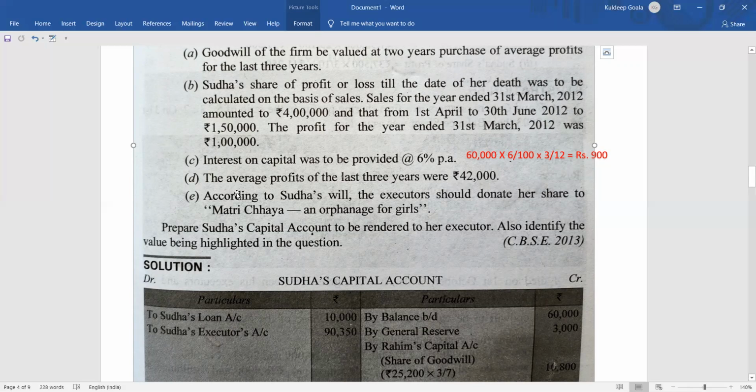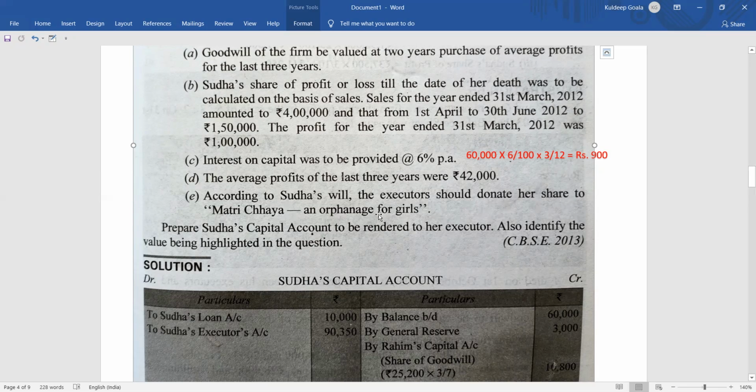Now the next one, according to Sudha's will. A will is the document in which the particular partner has written the details about her property, who is going to get it and how it will be given. According to Sudha's will, the executor should donate her share to Matri Chhaya, an orphanage for girls. That means whatever the share of Sudha will be, that will be given to an orphanage. The payment will be taken as normal, nothing to hamper.